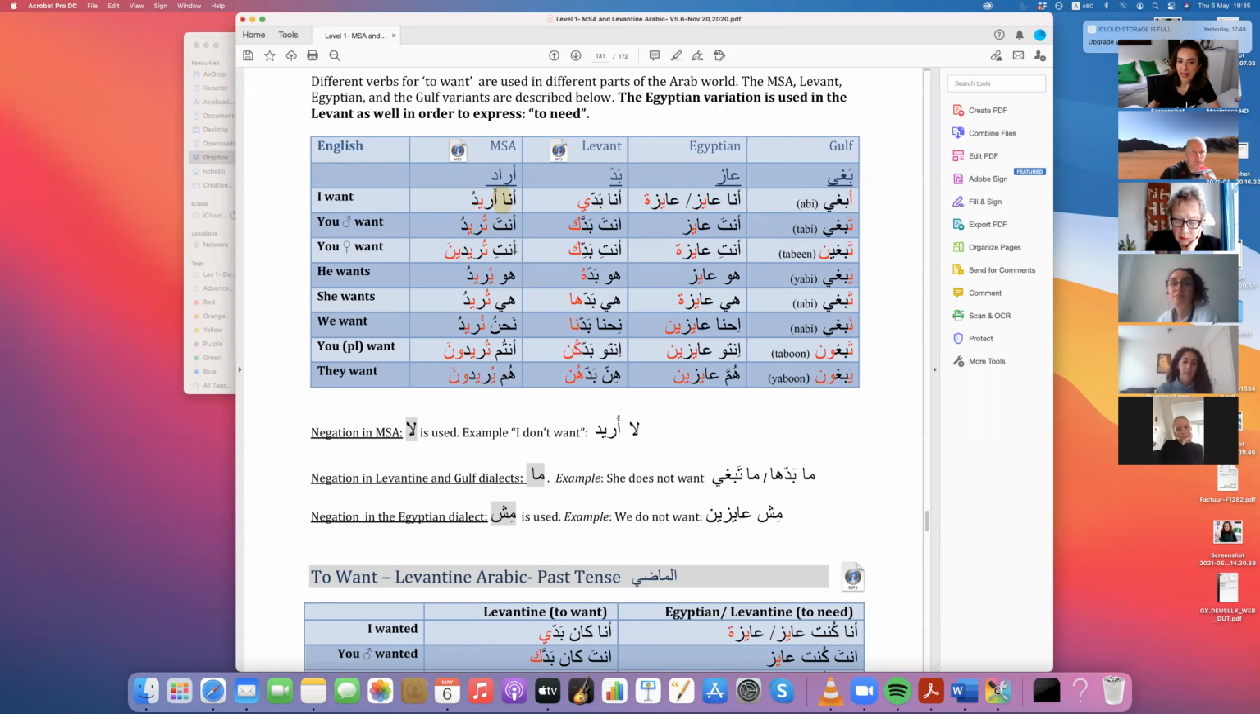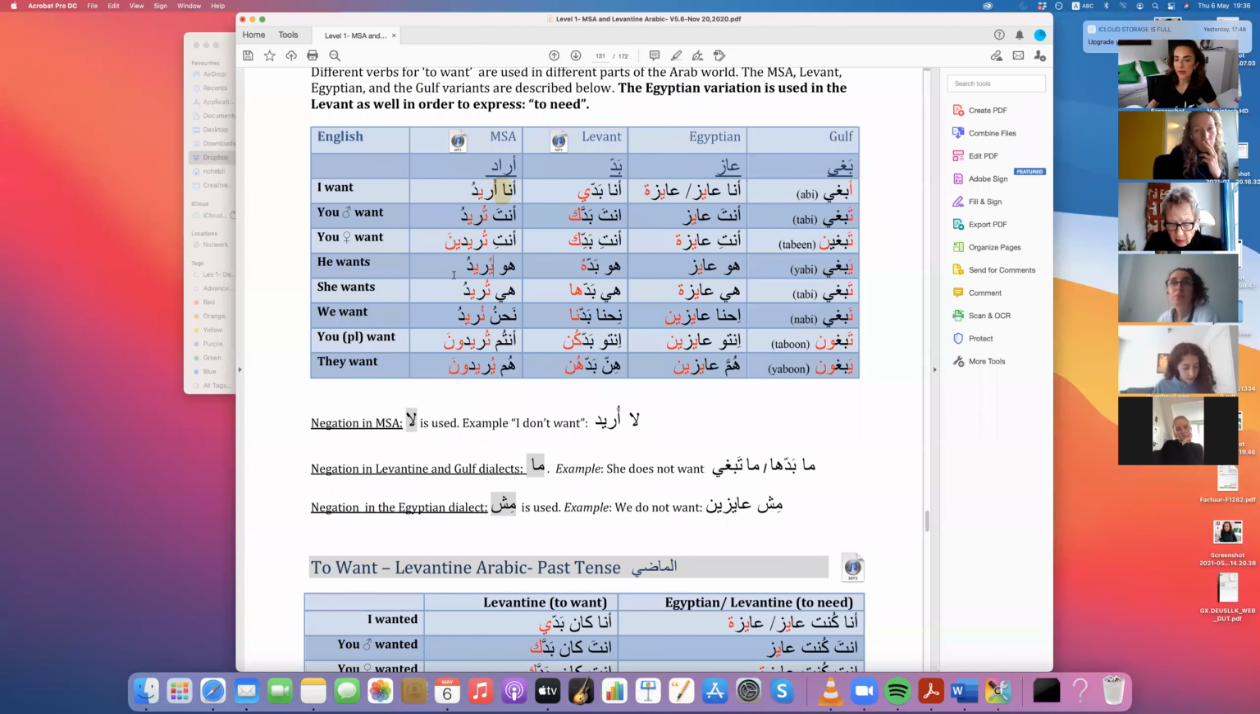Okay, so we're at anti, anti turidina. Okay, repeat. Anti turidina. Turidina. You can also say turidin. The fatha at the end, you don't have to pronounce it. You can and you don't have to.